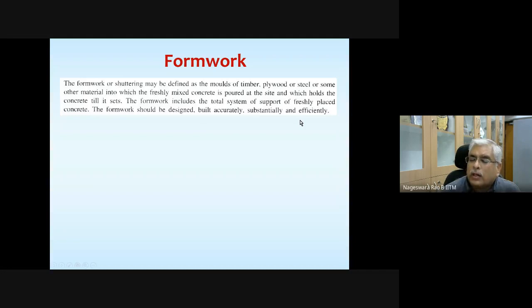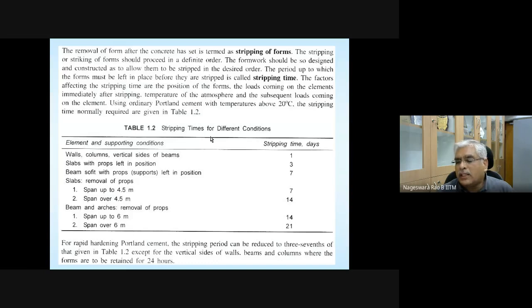The formwork should be designed, built accurately, substantially, and efficiently. For designing formwork also, you are required to do structural analysis, and accordingly design formwork for the loads that are coming on the formwork. The purpose of this formwork is mainly to provide some support when the concrete is fresh, before it gains strength or hardens. And there are some guidelines. What should be the time when we can remove this formwork?